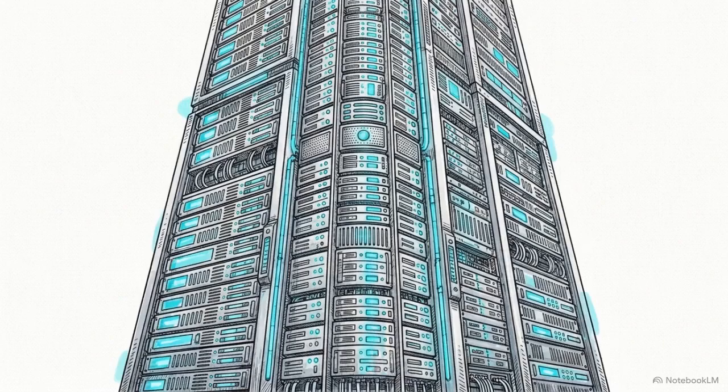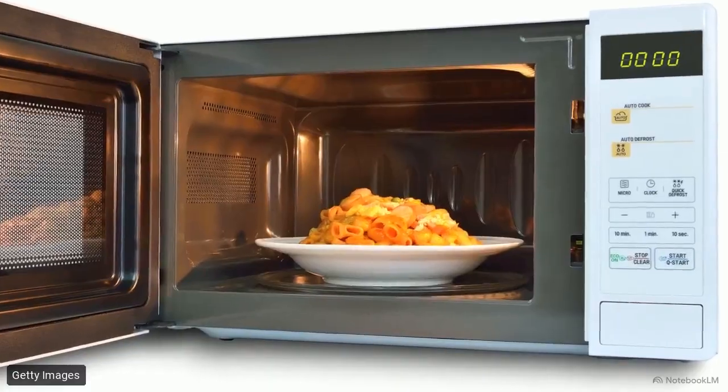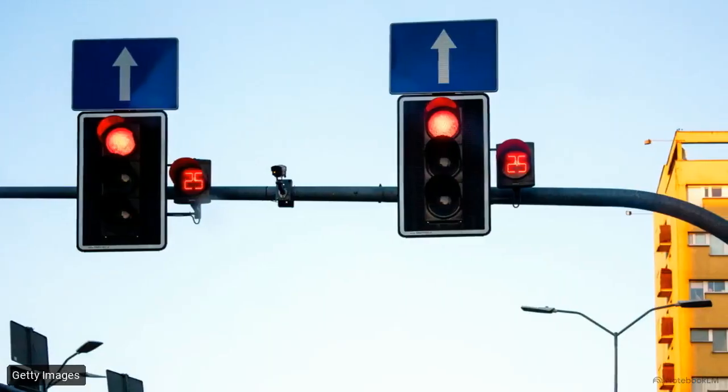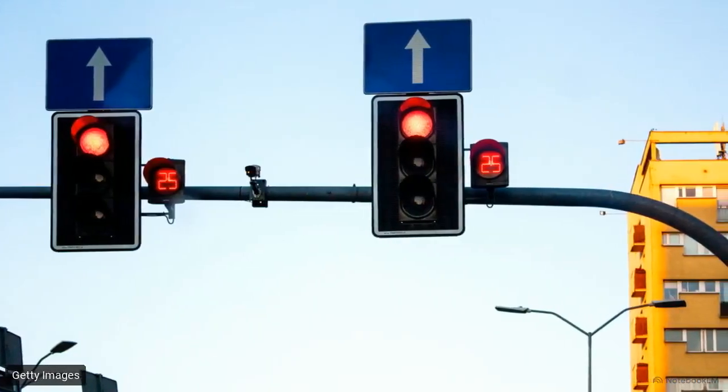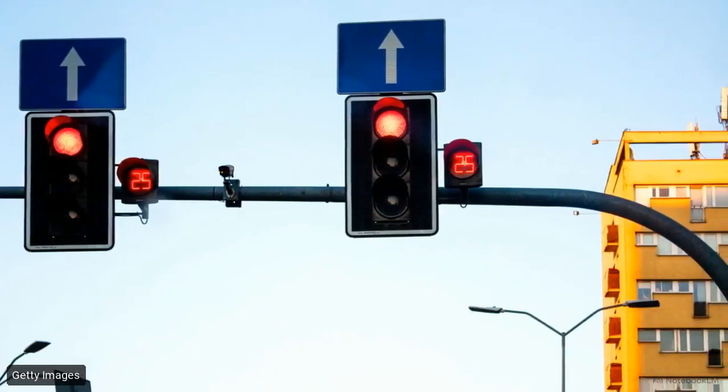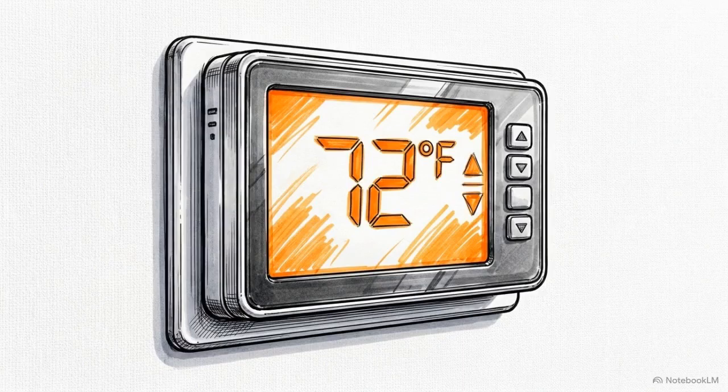We interact with technology every day that feels intelligent. A modern microwave heats a meal perfectly to the second, and a network of traffic lights synchronizes the flow of thousands of cars through an intersection. We often call these devices smart, but they are actually examples of automation.